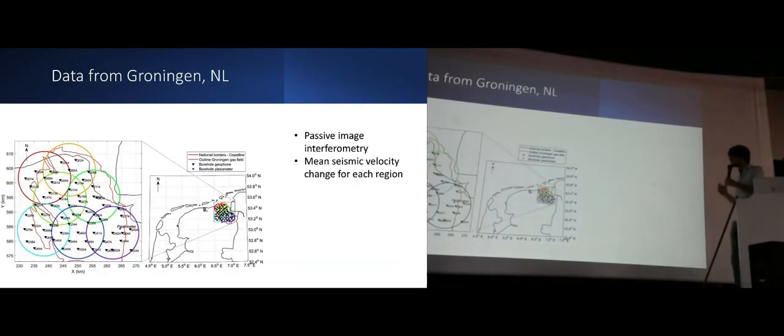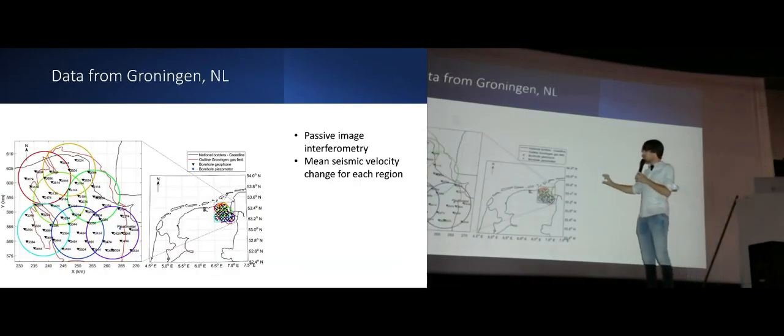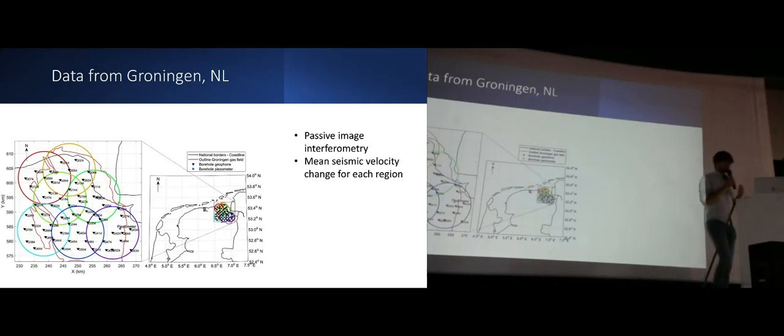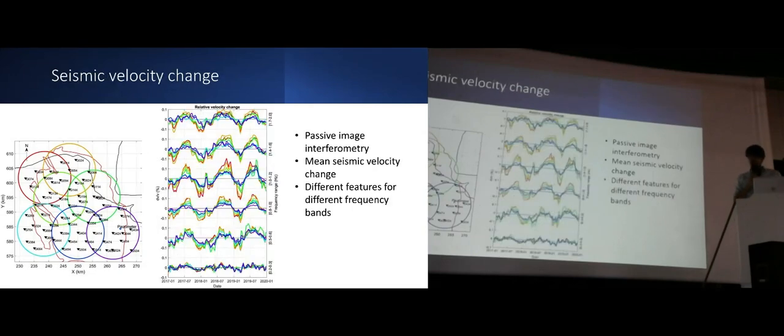Let's look at some data. This is the north of the Netherlands, and we zoom in on the Groningen area, where we have the Groningen gas field. But luckily, because there is this gas field, we have a very dense network of borehole geophones. And we apply passive image interferometry to obtain seismic velocity changes. For each of those indicated regions, we have a mean seismic velocity change. Well, that looks like this.